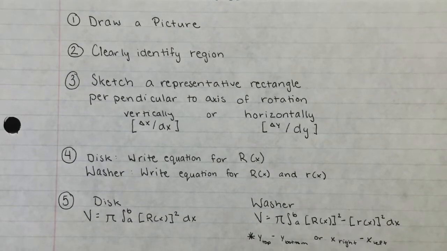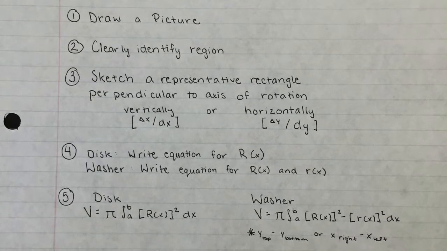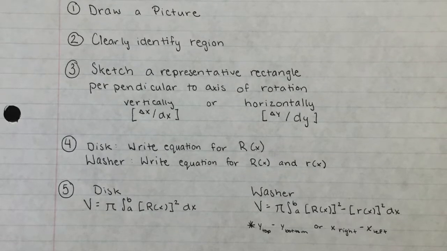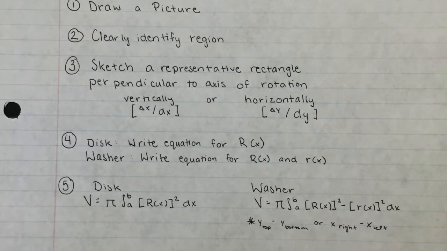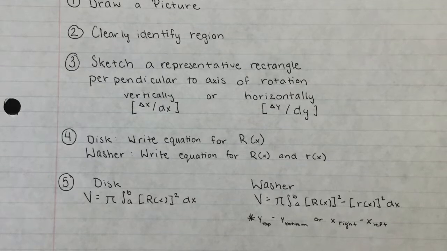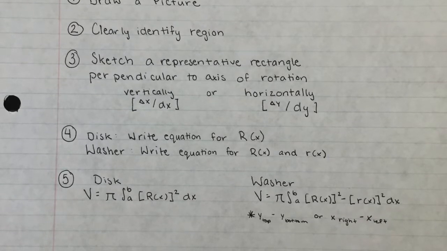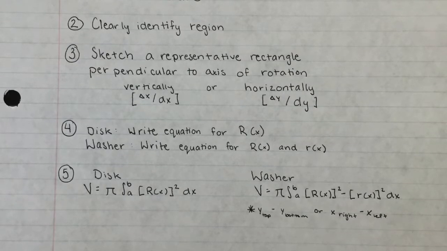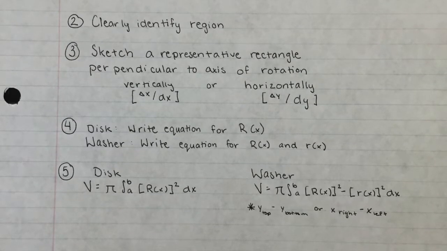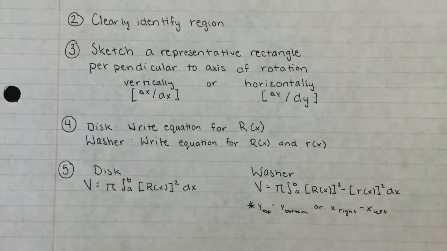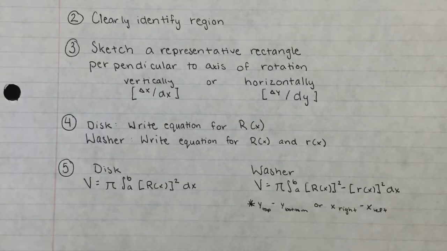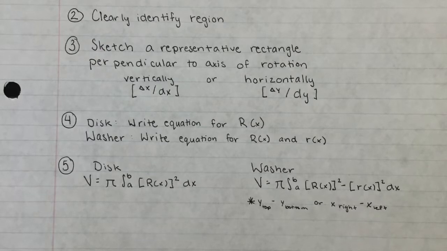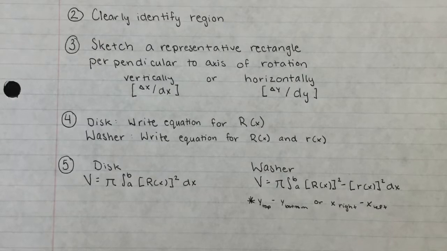For disk, it would be the volume equals pi times the integral from b to a of the formula squared. For washer, it would be the volume equals pi times the integral from b to a of the large equation squared minus the smaller equation squared. So if you're doing these in terms of y, it would be the y top minus the y bottom, or in terms of x, it would be the x right equation minus the x left equation.